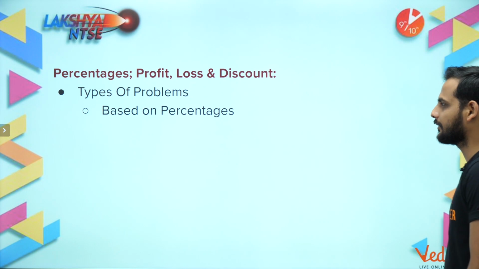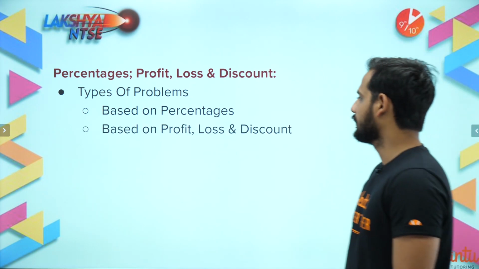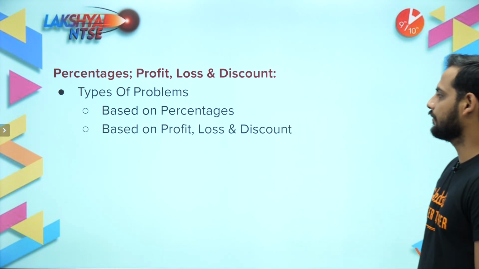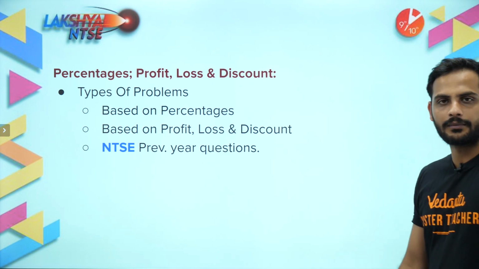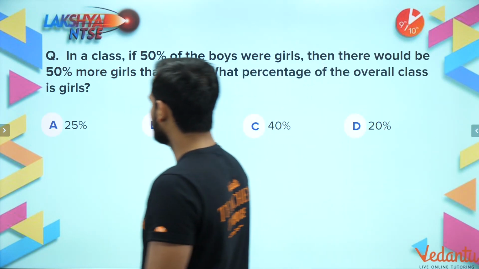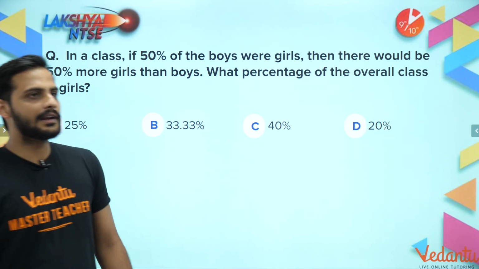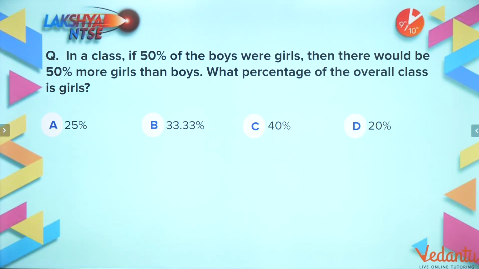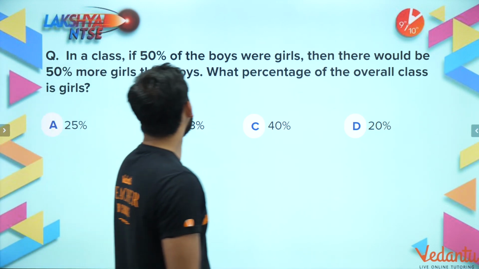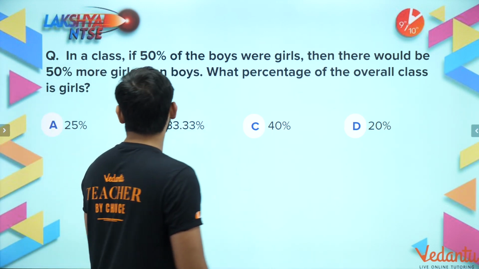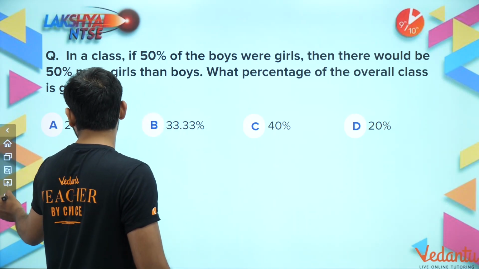So we'll be discussing the problems on percentage, problems on profit and loss and discount, and then NTSE previous year questions we will be solving. Okay, bachcho? Now first question is, in a class if 50% of the boys were girls, then there would be 50% more girls than boys. What percentage of the overall class is girls?